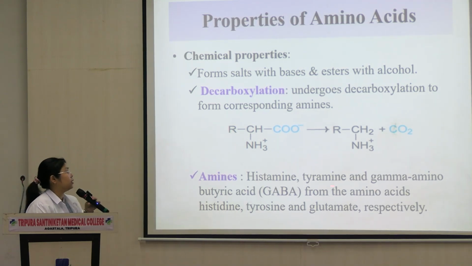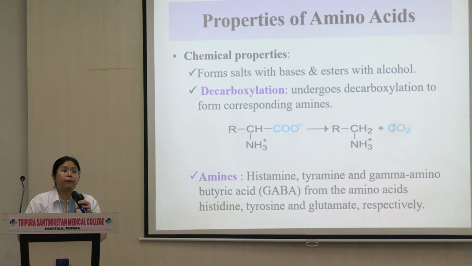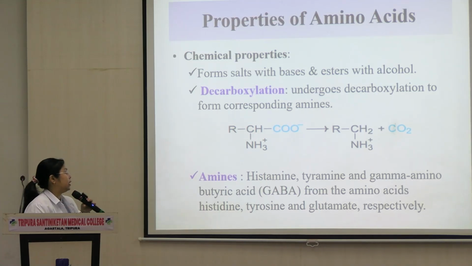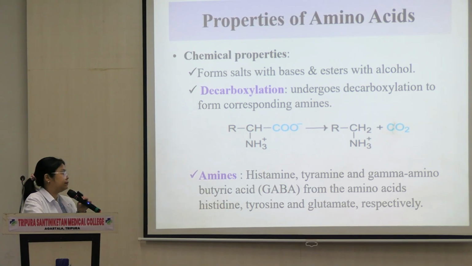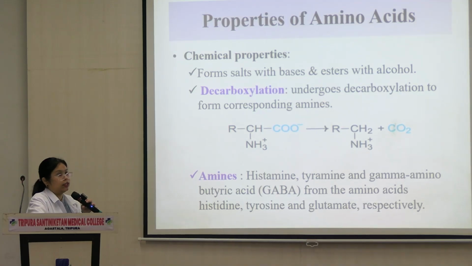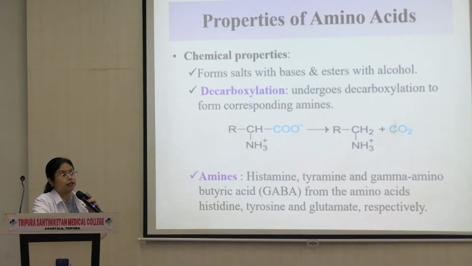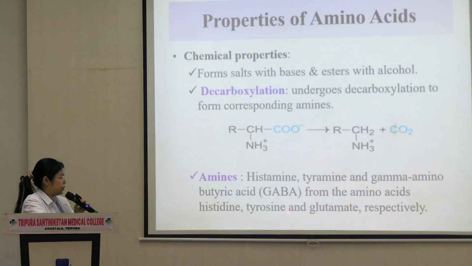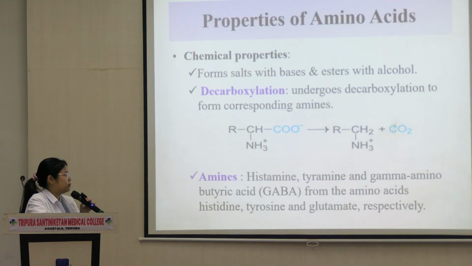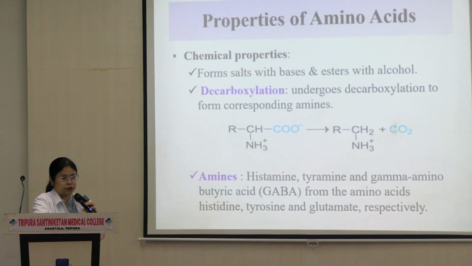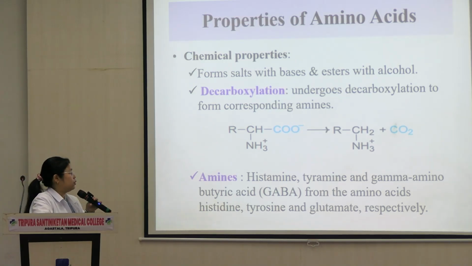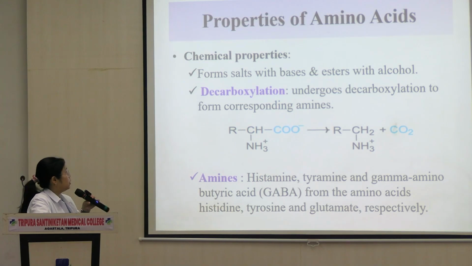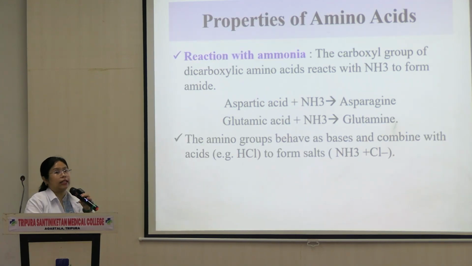Okay, same with tyramine from tyrosine. Very good. And GABA or gamma amino butyric acid from glutamate. Okay, not glutamine. Glutamine is an amide. Okay, please remember this, don't forget. Histamine, tyramine and GABA, very important products of decarboxylation. We will learn about them in the next few slides as well. Okay. Then they react with ammonia.